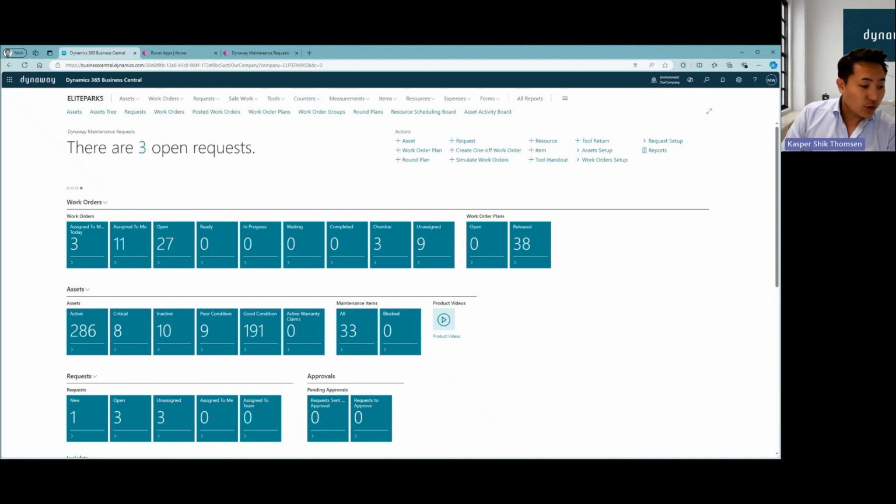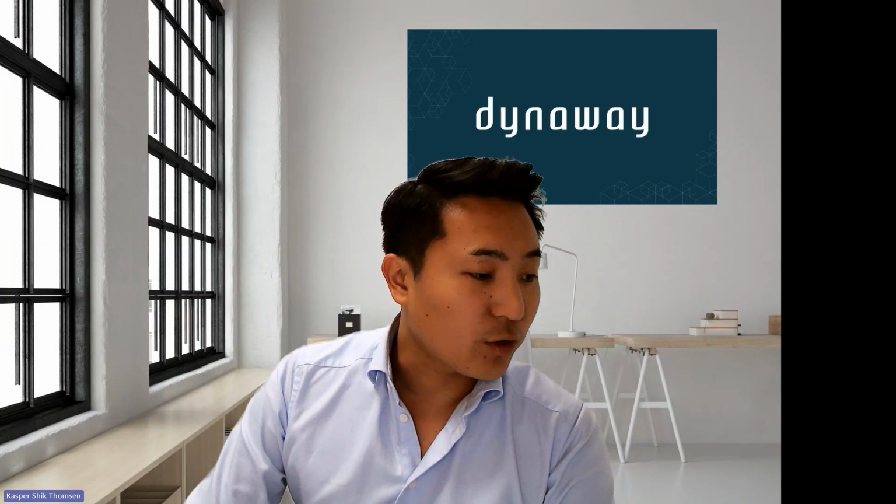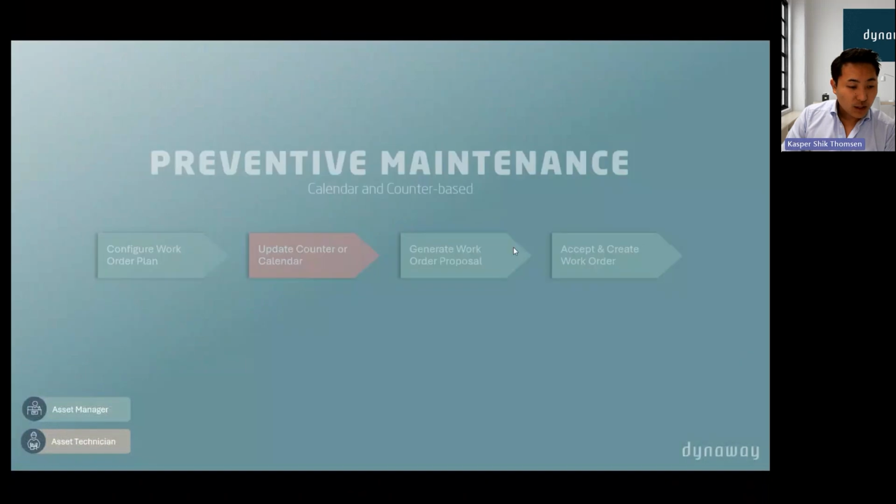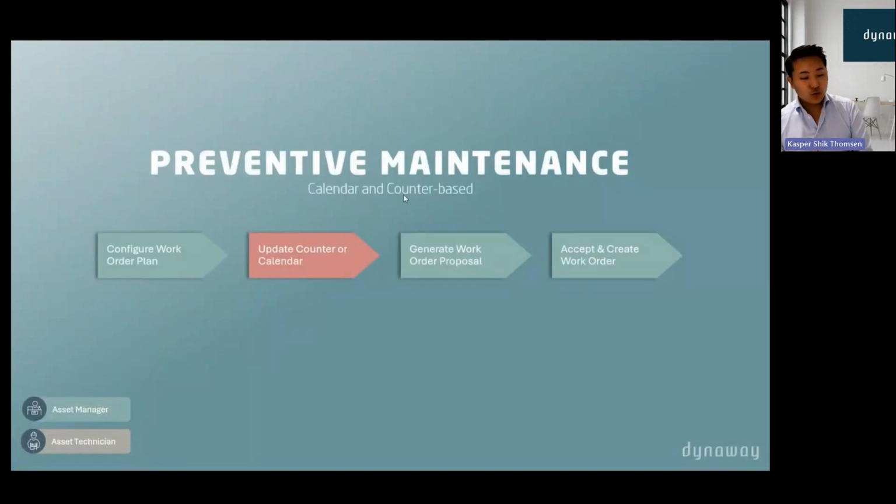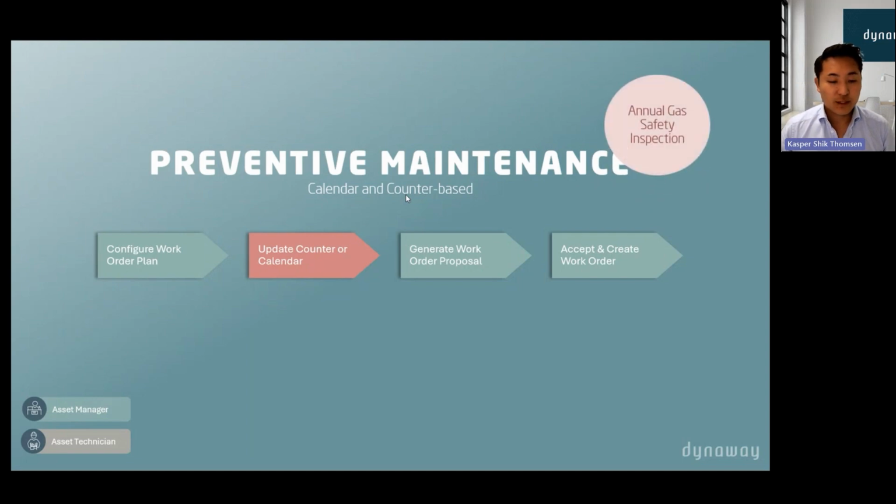So before showing you how to execute a work order, I actually want to create another work order for you, because I think I have a good example. So I'm going to show you two examples of preventive maintenance, what we call maintenance schedules, right? A gas safety inspection and a routine service of a tractor. So let me just generate those work orders as well.